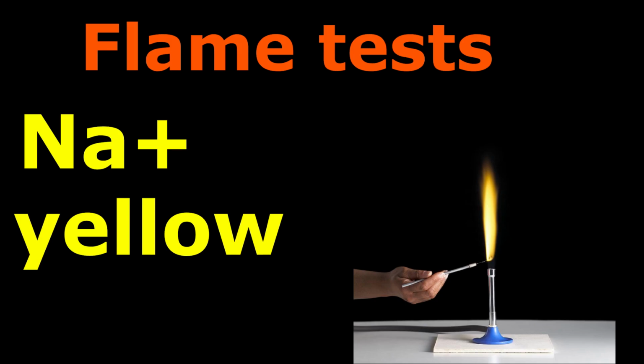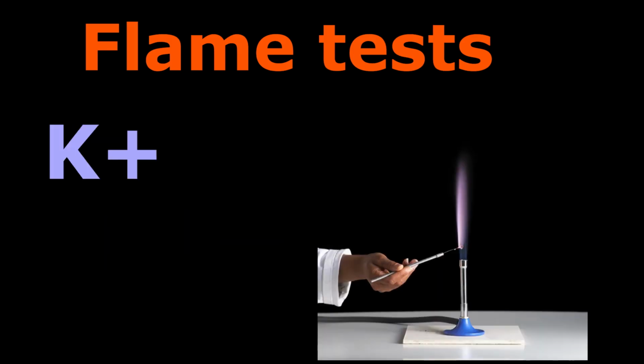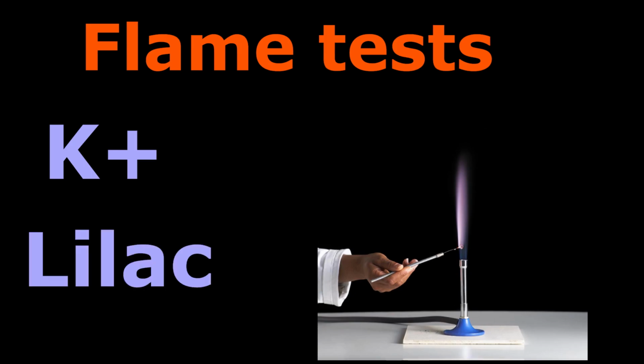You will definitely be able to see the difference if you carry this one out, but for the purpose of your exam, you can just write yellow. Potassium, K+, the flame is a purplish pink color, which is described on the syllabus as lilac. Lilac is a purplish pink. So potassium makes a purplish pink or lilac color.